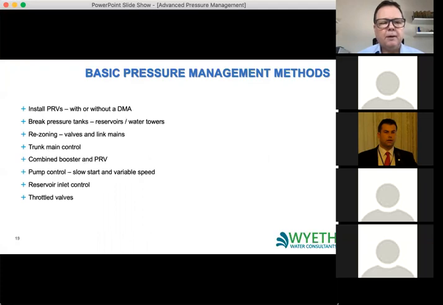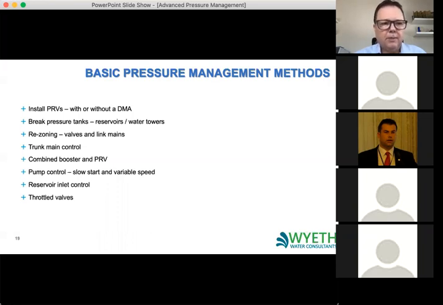Combined booster and PRV. So there are often zones where they have a high pressure, and the reason being is that at the end of the zone, there's a hill, and people say, okay, we have to supply pressure up to the top of that hill. So one other way of getting around that is to actually drop the pressure down on the flat bit and then have a small booster pump to boost it up the hill at the last part. Probably the saving that you would make in the leakage volumes would easily pay for putting the PRV in and the booster in a few months.